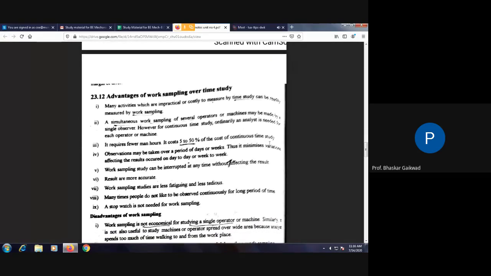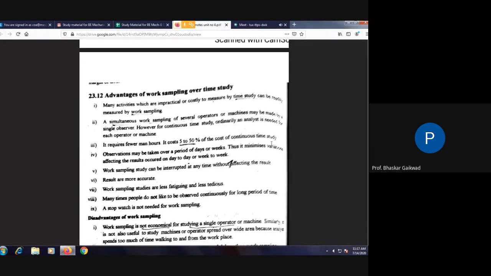Observations may be taken over a period of days or weeks. Sometimes it is not necessary to observe continuously for 1, 2, 3, 4 hours. Once production is over, we can take the work sampling. A work sampling study can be started or stopped at any time without affecting the continuous production, without disturbance to the operator or machine.